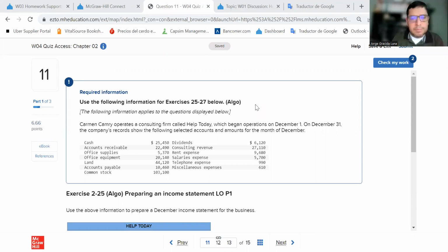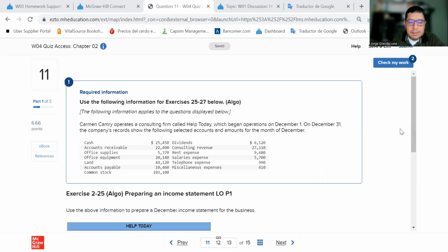Hello, class. This is my turn to explain the exercise of chapter 2, exercises 11 through 13. We're going to start with the first exercise. The exercise is to complete or fill in the three main financial reports. We're going to start with the first one.